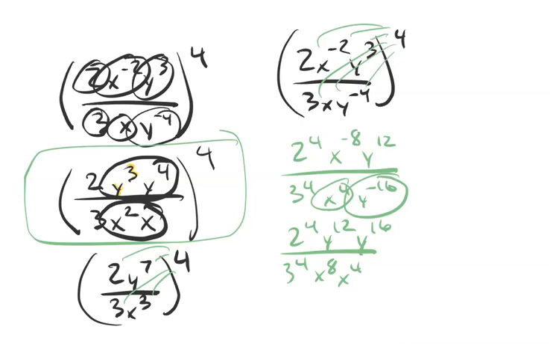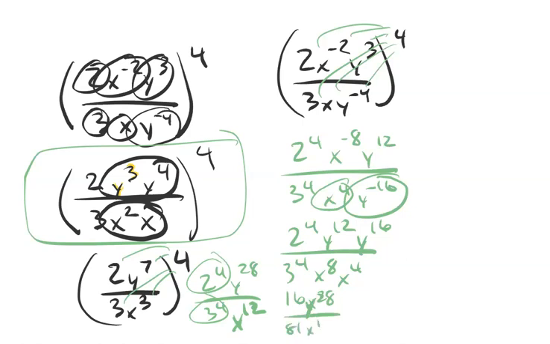Either way, depending on which way you did it, the left or the right, we should end up with the same thing. That's going to give us 2 to the fourth, y to the 28th, over 3 to the fourth, x to the 12th. Then we would simplify the 2 to the fourth and the 3 to the fourth, right? That's 16 y to the 28th over 81 x to the 12th.